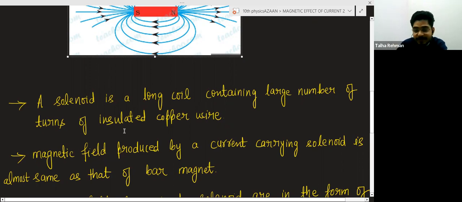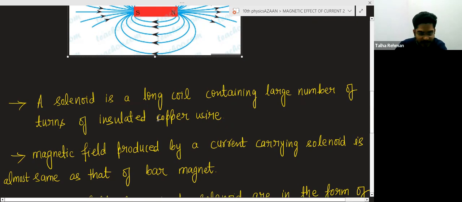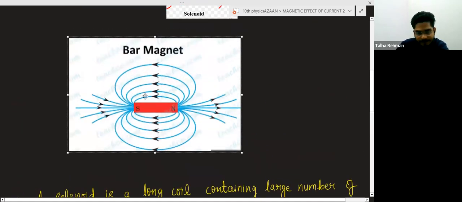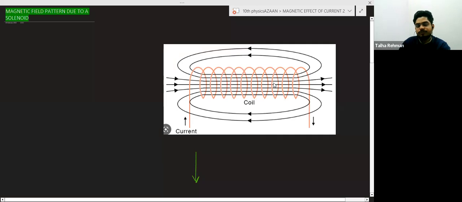And also, a solenoid is an electromagnet. After that, the magnetic field produced by a current carrying solenoid is almost the same as that of a bar magnet. See the magnetic field pattern due to a bar magnet and the magnetic field pattern due to a solenoid.